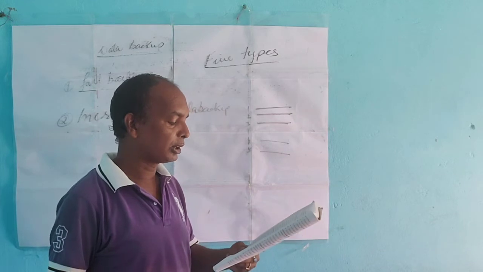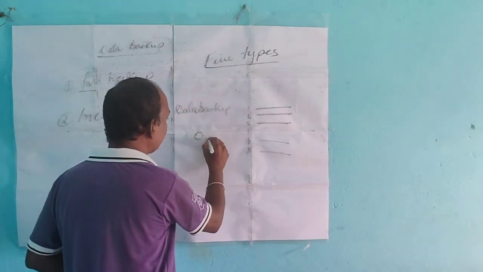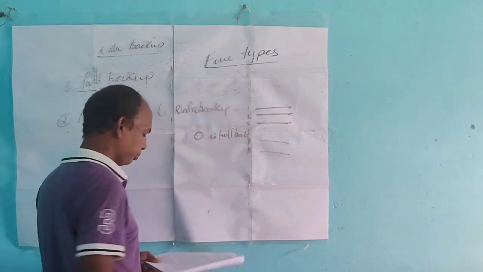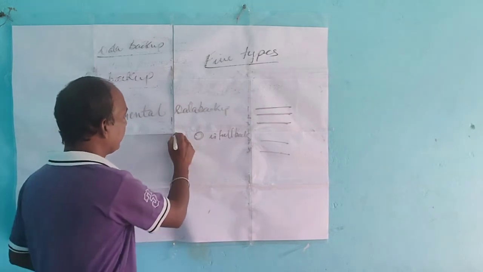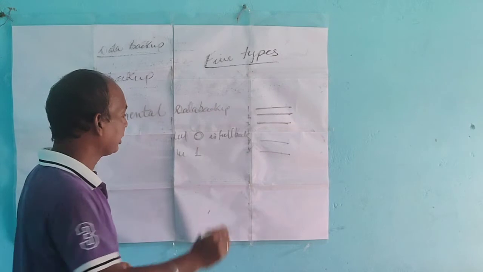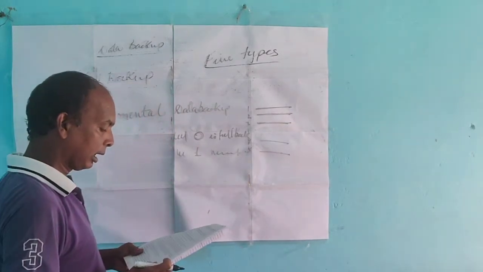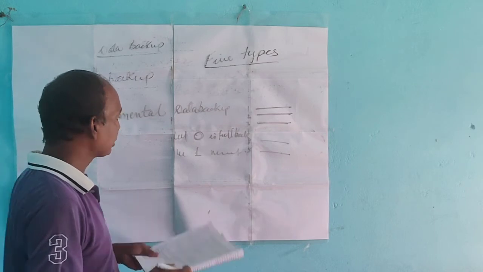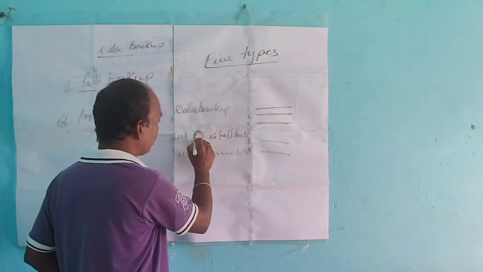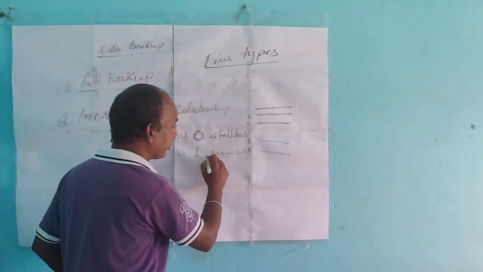A level 0 is a full backup. Level 1 is an incremental backup, covering everything that is modified since the last one. So level 0 is the full backup method, and level 1 is the incremental backup.